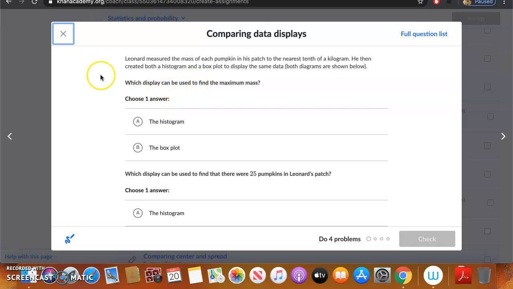Hi everyone. Today we're going to look at comparing data displays. And the first problem we're going to look at is this.